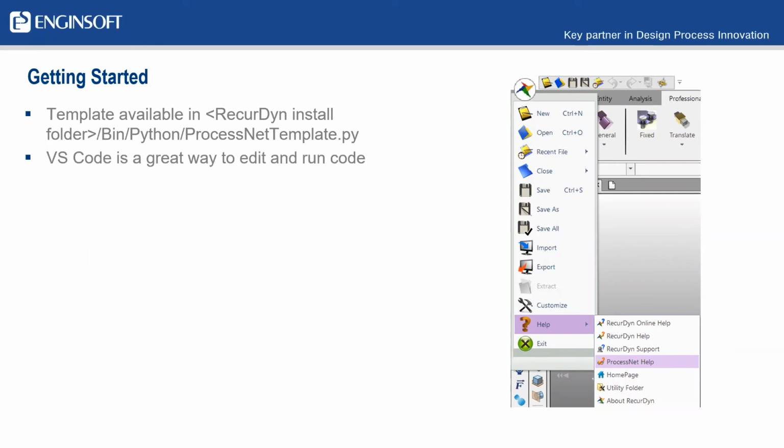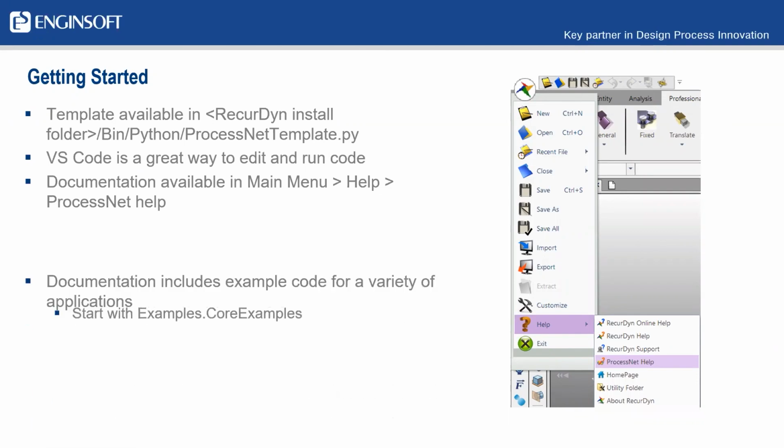So I've mentioned VS Code, and if you go into the RecurDyn help, there's a guide for installing VS Code and installing Python. It's really just running the installers for those. It'll probably take longer to get the IT departments to allow you to install them than to actually get it up and running. Then there's ProcessNet help. The RecurDyn help has the instructions for installing Python and VS Code, and the ProcessNet help has specific documentation for all the functions that are available, what kind of parameters they take in, and there's a lot of reference code as well.